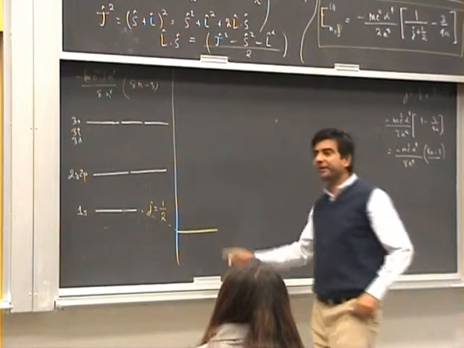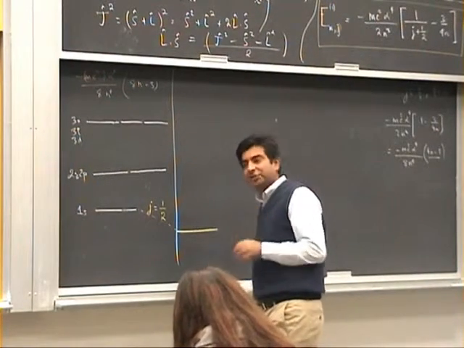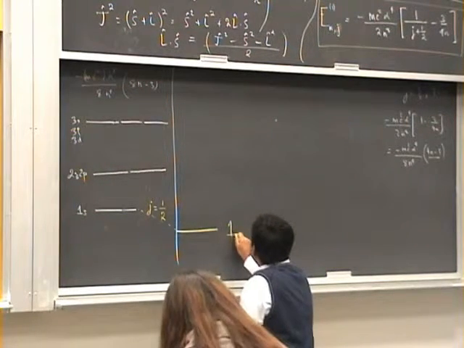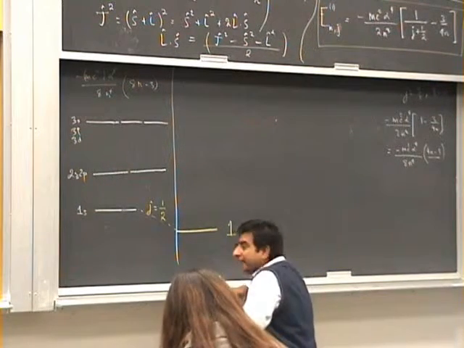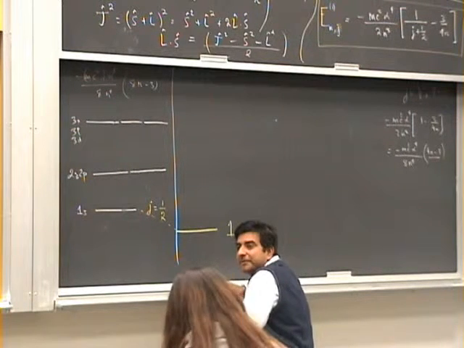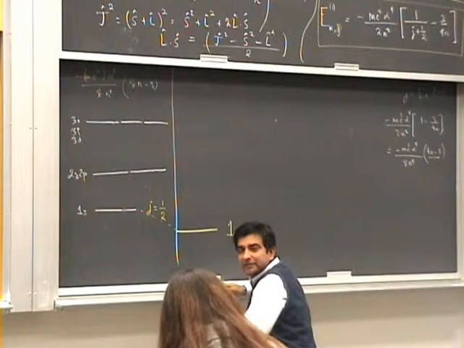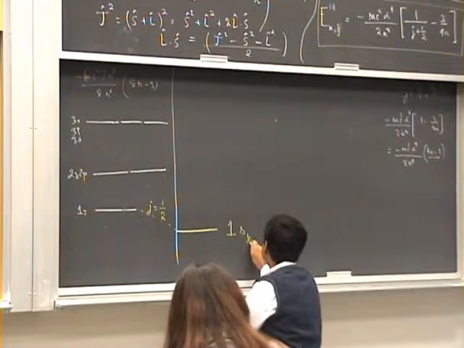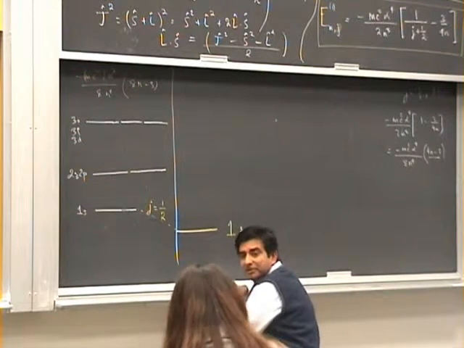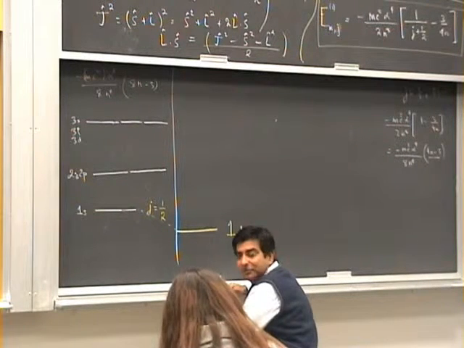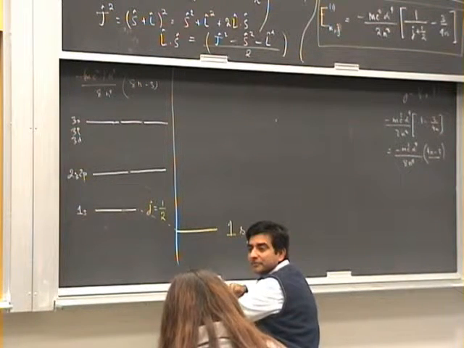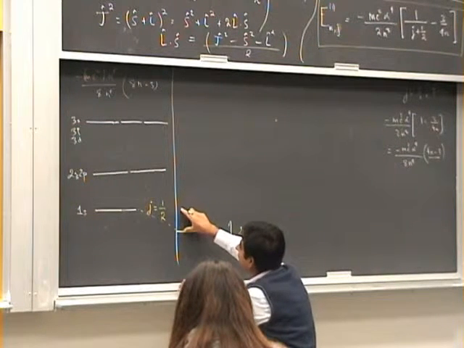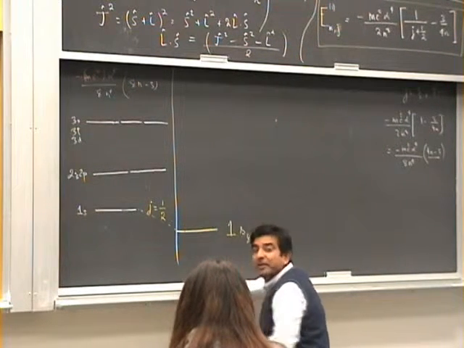Now this level is being defined by a value of j and a value of n. So I would like to call this level 1S, where this symbol represents the value of L. L is 0 for this level. And I put a small half here. This value represents the value of j. So I get 1S half. This is a 1S half level. And this downward shift is of the order of gigahertz.